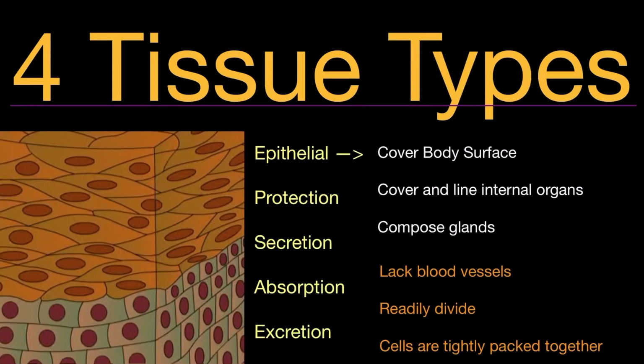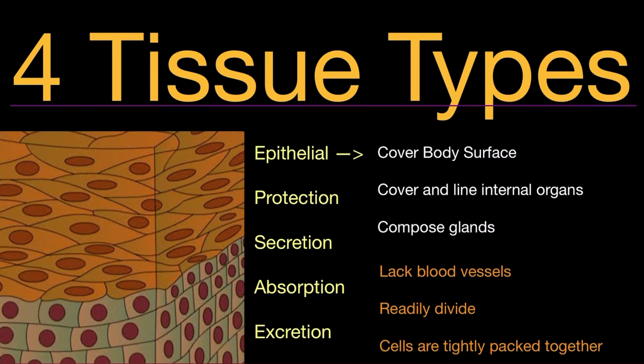In this video, we're going to talk about the 4 tissue types. So let's start by talking about epithelial tissue. Epithelial tissue, the general functions of it are protection, secretion, absorption, and excretion.